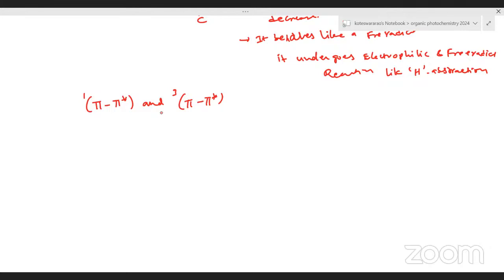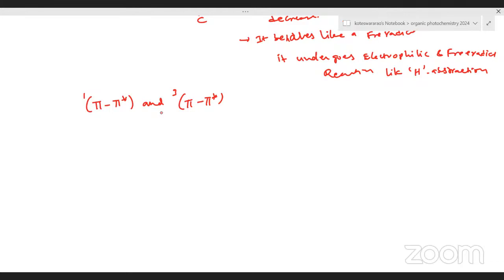π-π* reactions are less efficient in hydrogen abstraction reactions, but they generally participate in nucleophile-initiated reactions. Because the π bond acts as a nucleophile, it initiates nucleophilic reactions. That's why it undergoes nucleophilic additions. Addition kind of reactions, it is participating. Okay, this is about the reactivity of excited states.